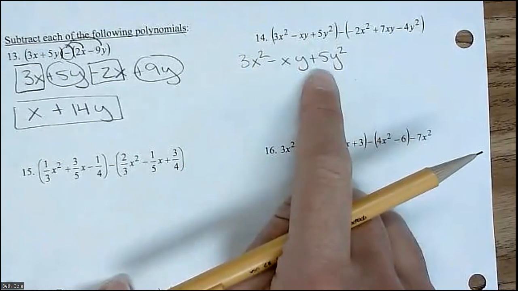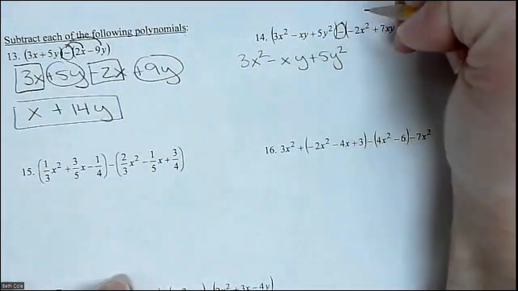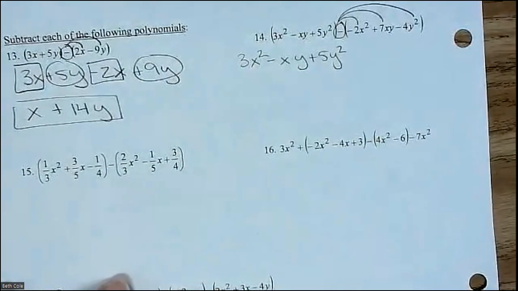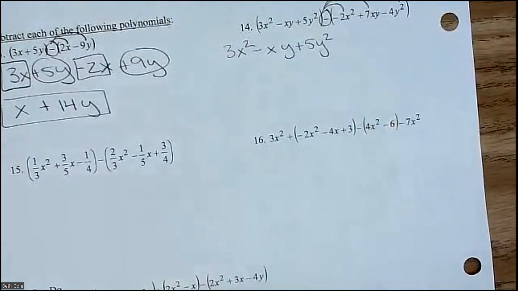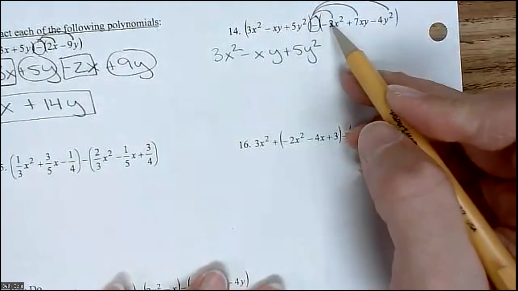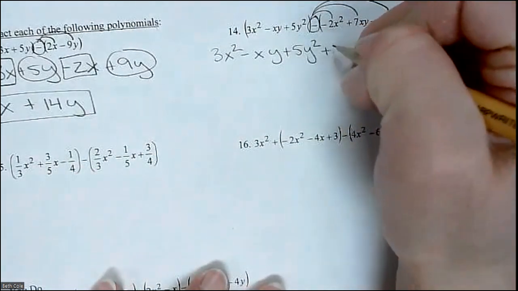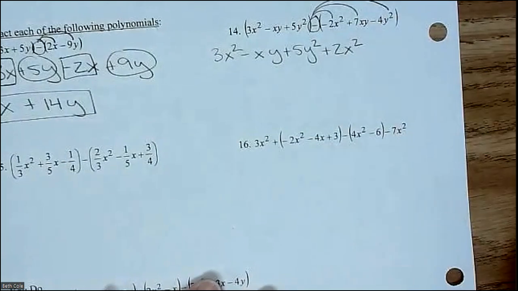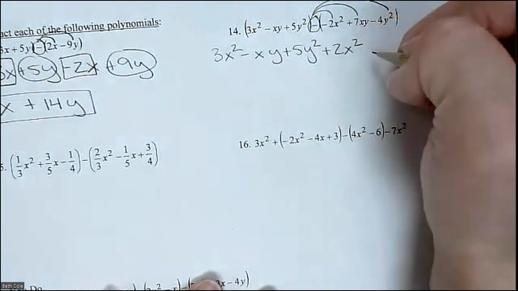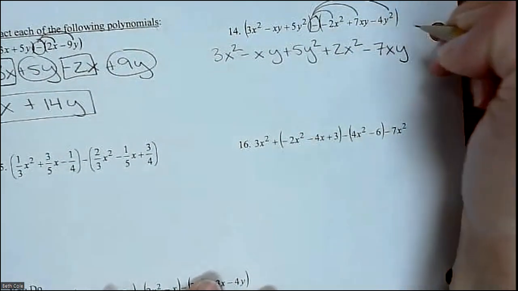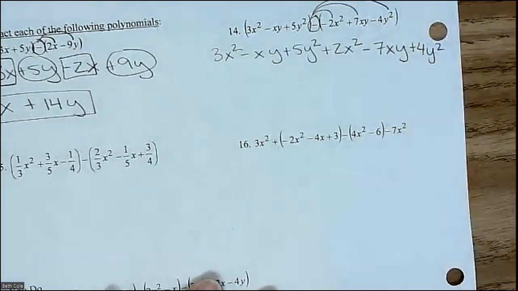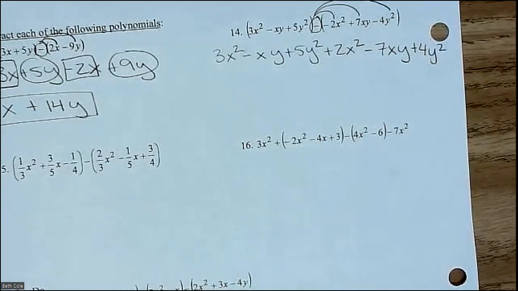I just wrote down the first thing. I just recopied it. Then you're going to take this negative and distribute it. And what that's going to do is negate everything that you had before. So it's going to be plus 2x squared. And then what? Minus 7xy plus 4y squared. It's just like opposite day. But you have to write it.